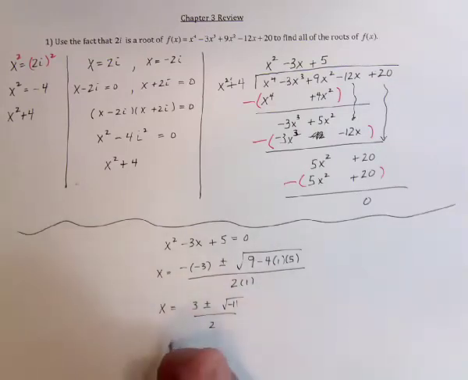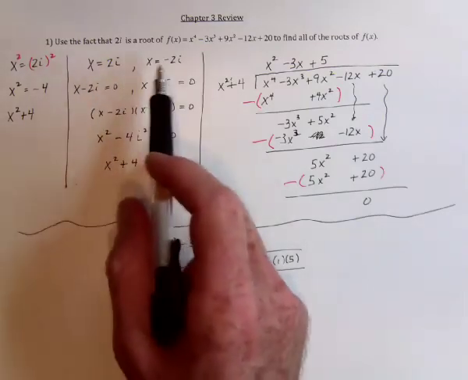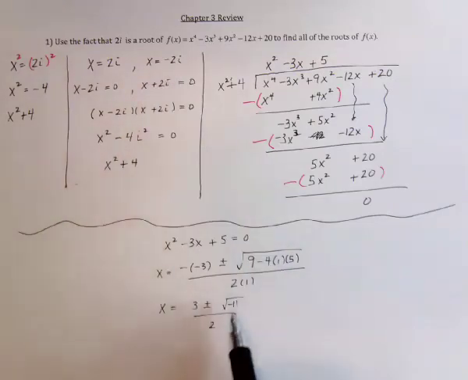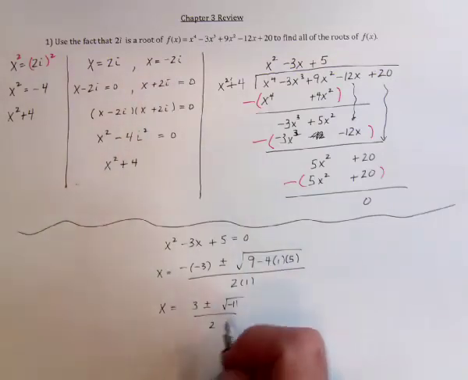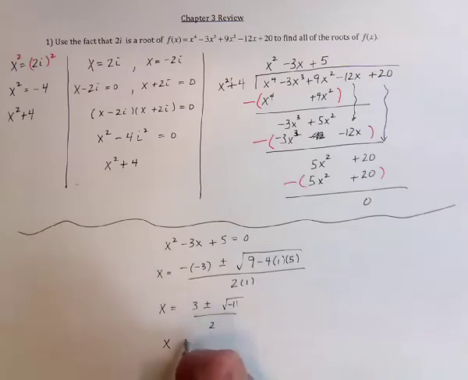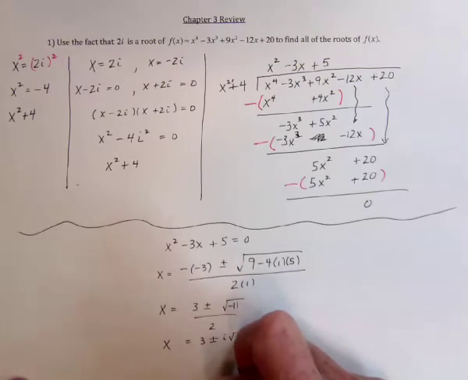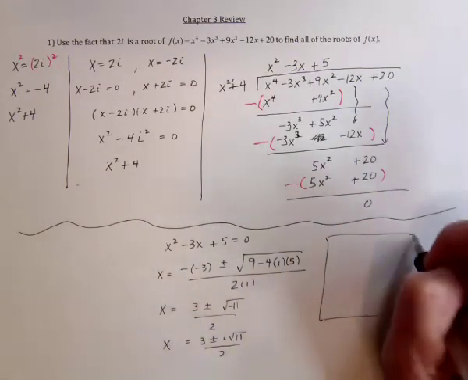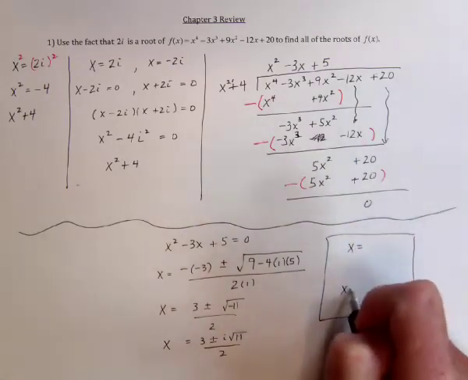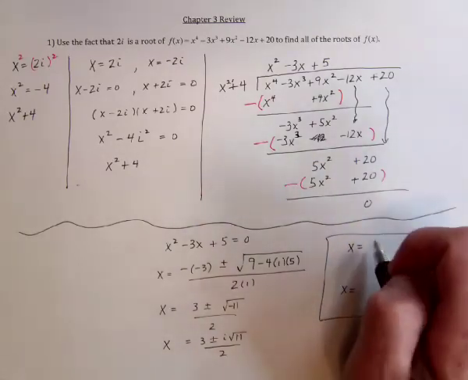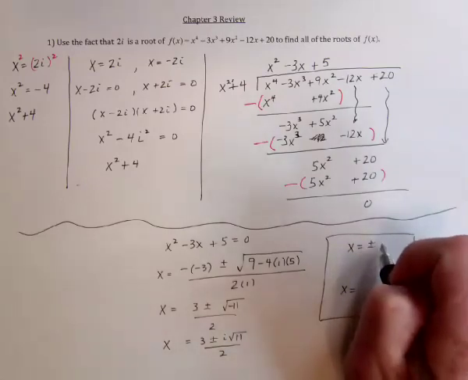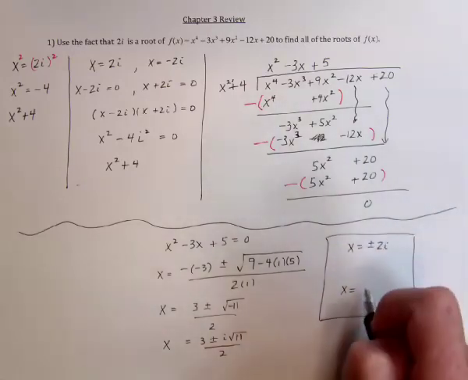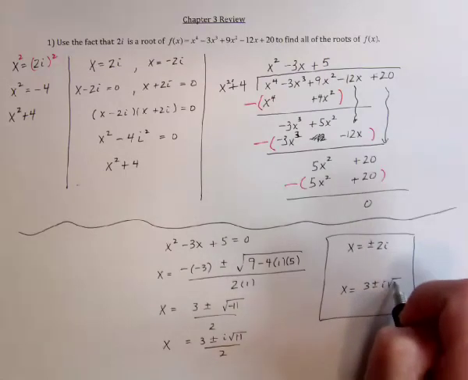And so in total, we've got 4 solutions. This one, 2 complex numbers, and then it looks like we're getting 2 more complex numbers. x is equal to 3 plus or minus i radical 11 divided by 2. So finally my answers are plus or minus 2i and 3 plus or minus i radical 11 over 2.